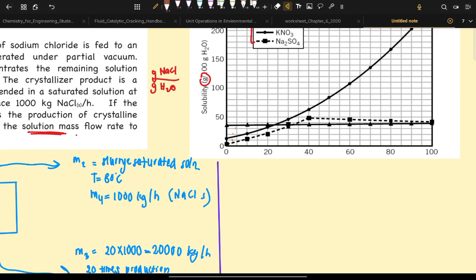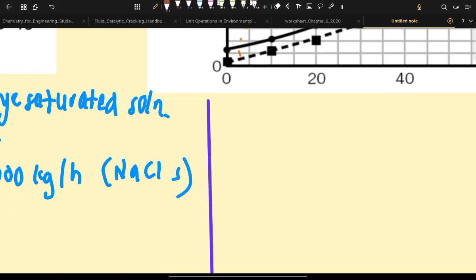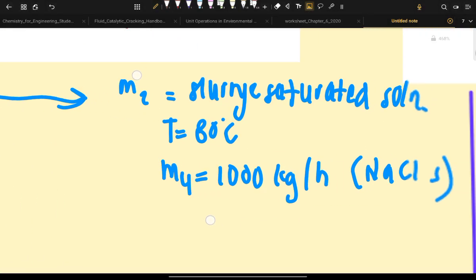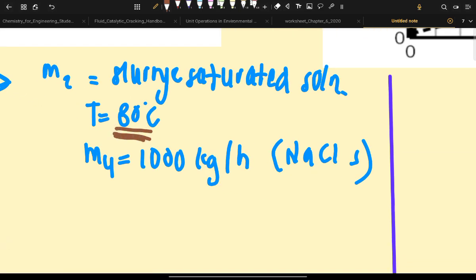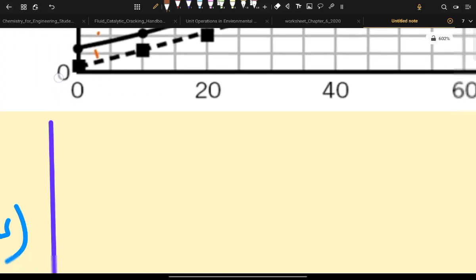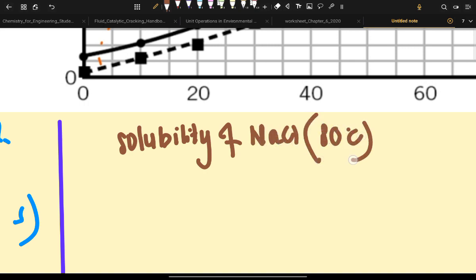Okay, so next we will use these things. So the solubility at 80 degrees Celsius. Why? Because we have 80 degrees Celsius here, so we need to find the solubility of the sodium chloride, if it is dissolved or soluble in 100 gram of water. So the solubility of NaCl at 80 degrees Celsius here.